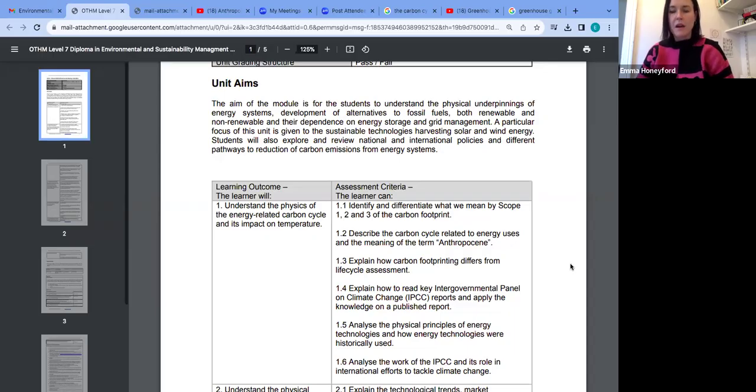1.4, explain how to read key Intergovernmental Panel on Climate Change, known as the IPCC, reports, and how to apply the knowledge within the IPCC on a published report. 1.5, analyse the physical principles of energy technologies.